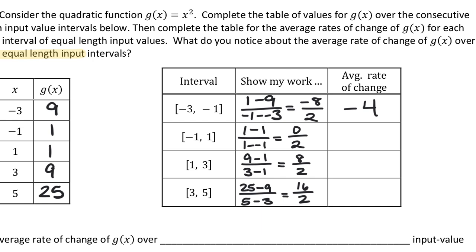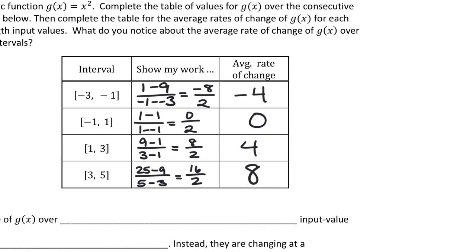That second interval from -1 to 1, what is the average rate of change? 0. And then the next one, and then the next one. Okay, what are some things that we are noticing about these average rates of change on these intervals? Is it linear? Why not? The average rate of change is not constant. They need to be the same number every single time for it to be linear.